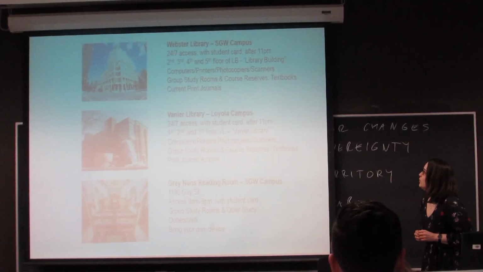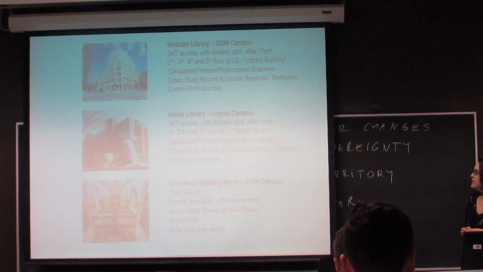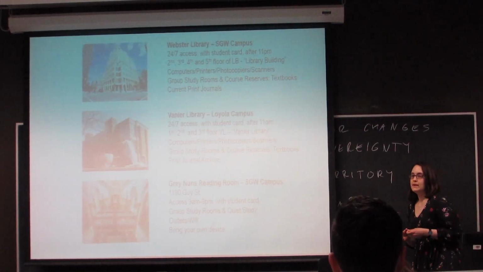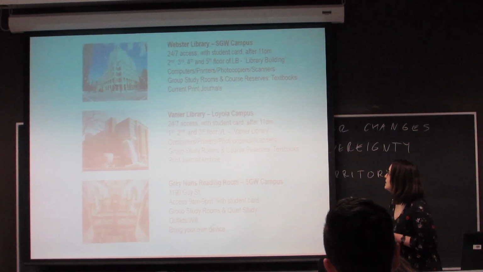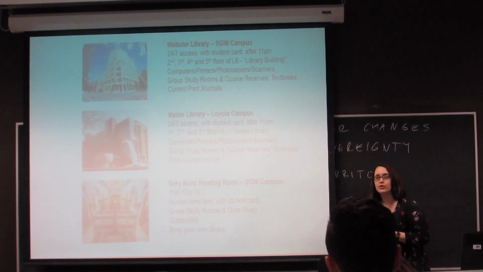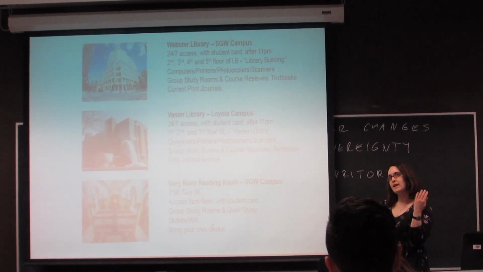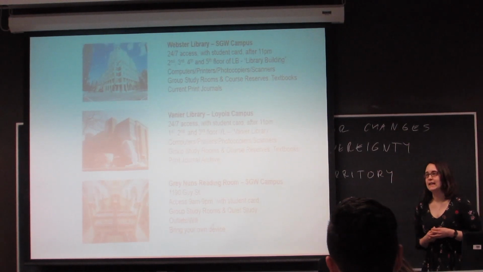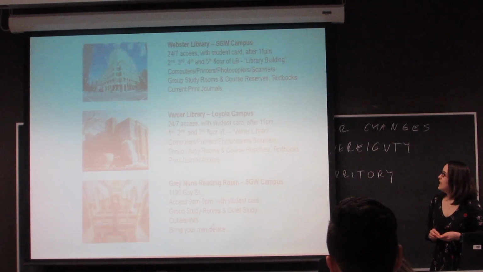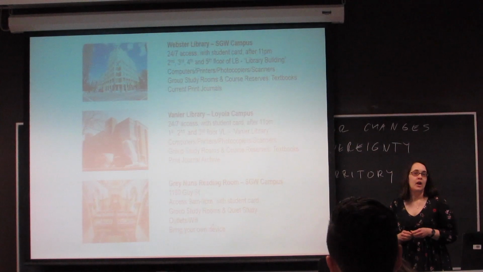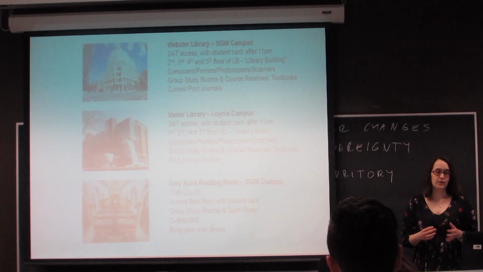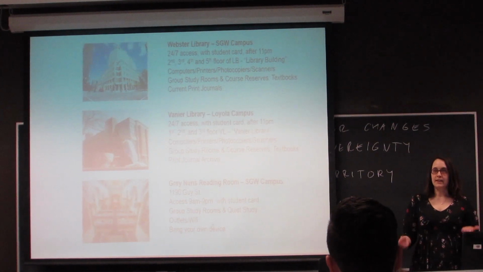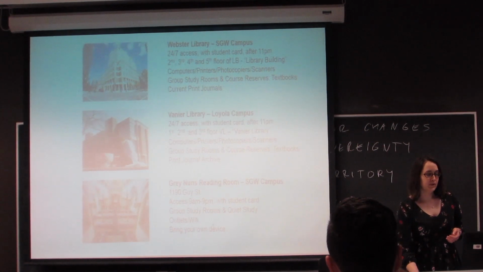Okay, so we have 3 library spaces on our 2 campuses. Webster Library is our downtown library. It's accessible 24/7 with your student card. After 11 p.m. to 7 a.m. you need your student card to get in. And we are the 2nd, 3rd, 4th, and 5th floor of the LB building. We just finished our renovations, so there's lots of brand new spaces there for you. We have all the standard things: computers, printers, photocopiers, scanners.